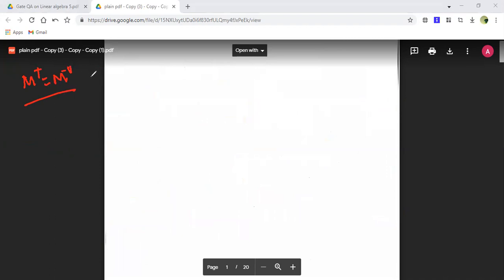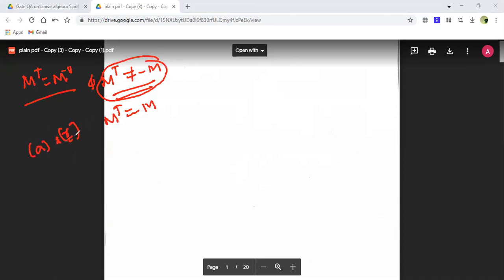So M transpose will be equal to M transpose. And they have given that M transpose is not equal to minus M. Yes, because if it is not skew symmetric... skew symmetric means M transpose is equal to minus M. Since in the assertion they have given that it is not symmetric, this particular statement is correct. So both the assertion as well as the reason, both the statements are correct.